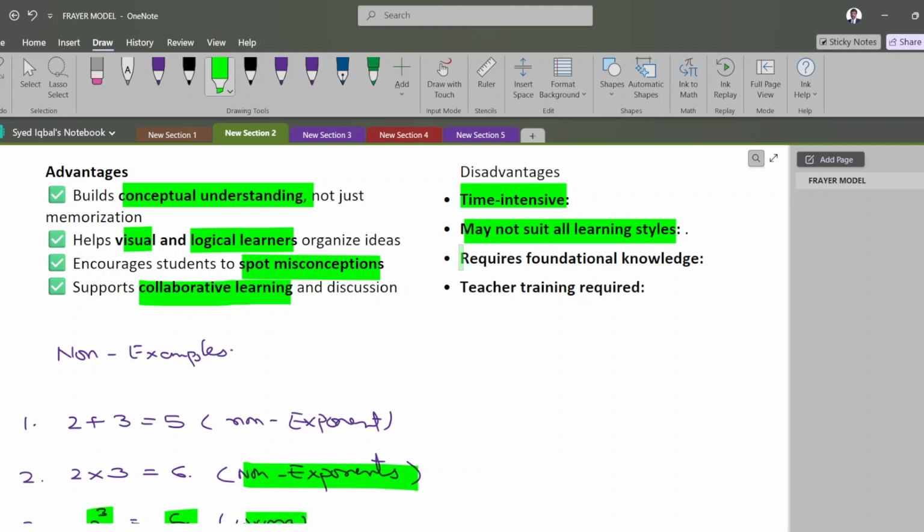It requires foundation knowledge. The students should have the knowledge to apply these things. And for this method to be implemented, the teachers need training. You should be an expert to implement this in your subject.